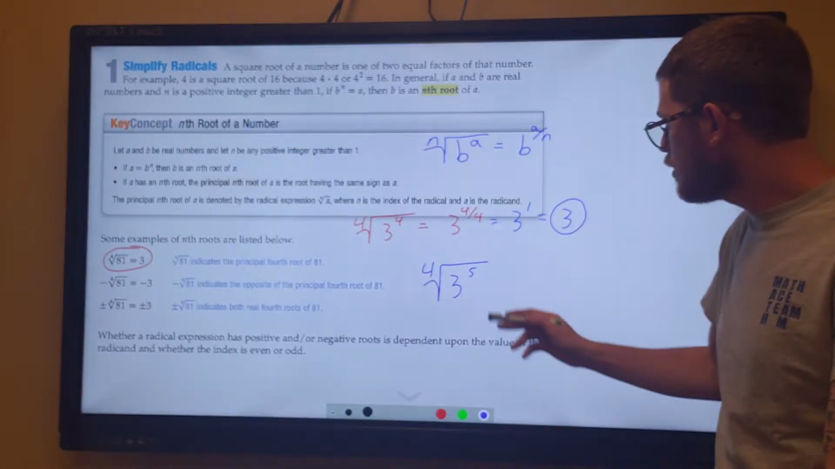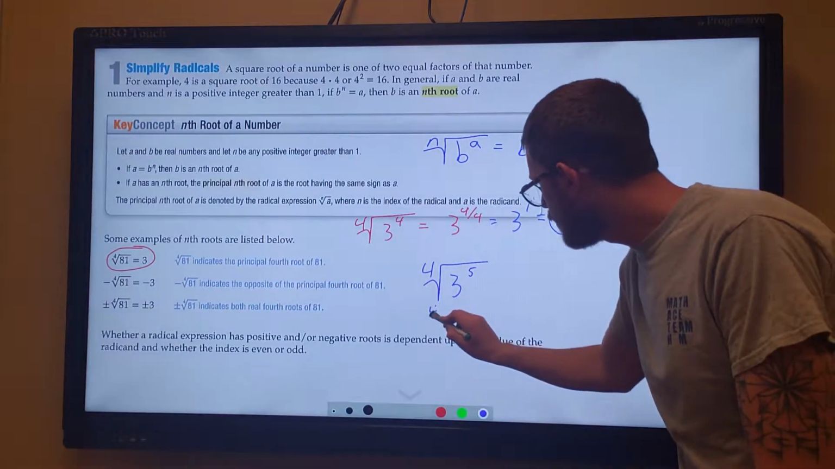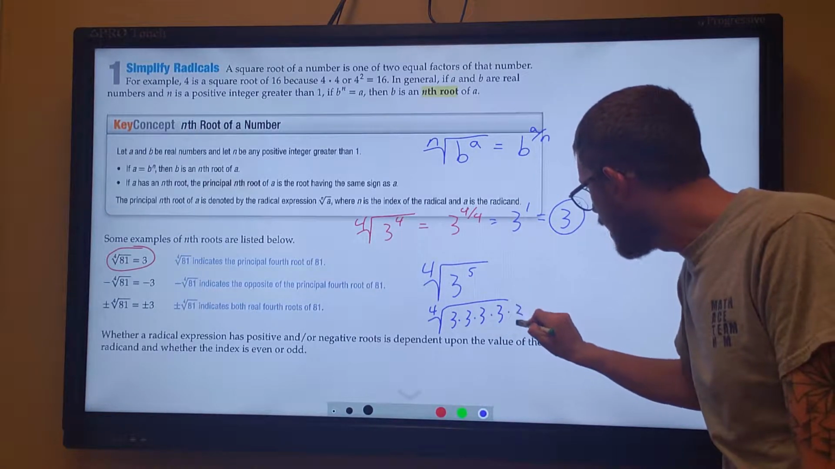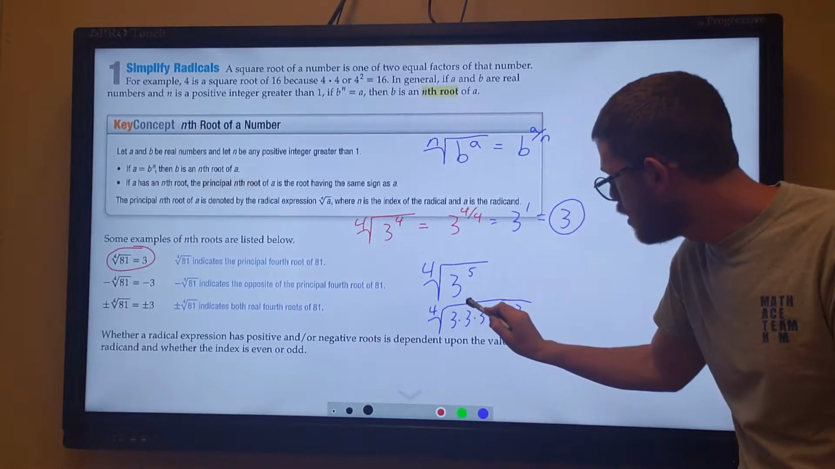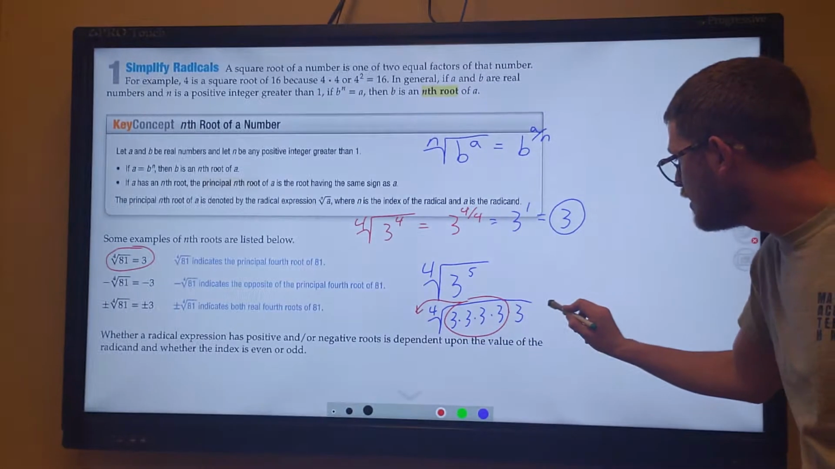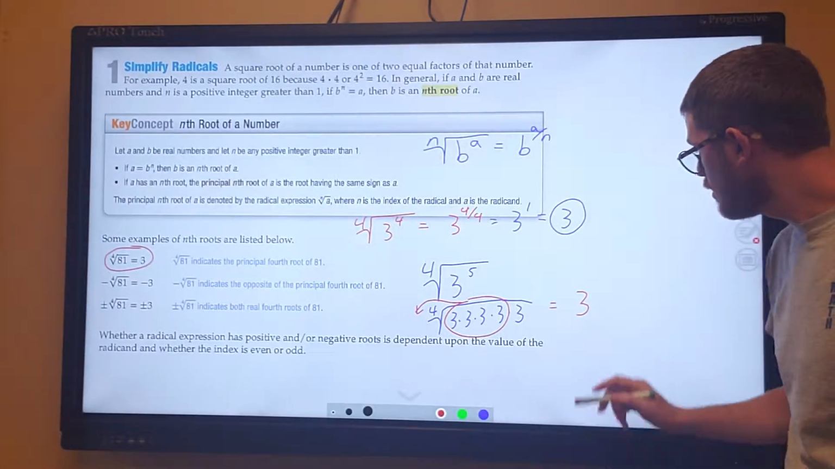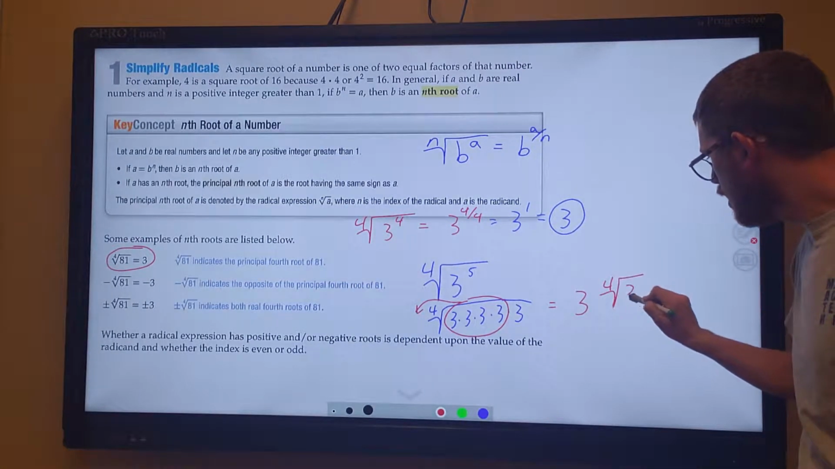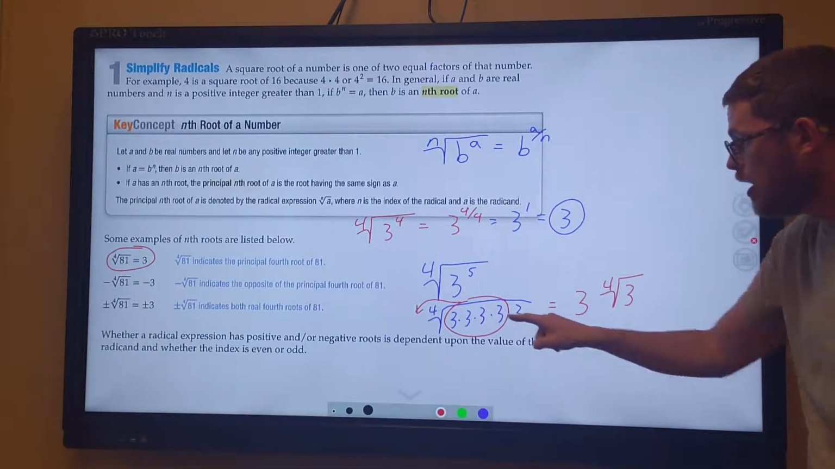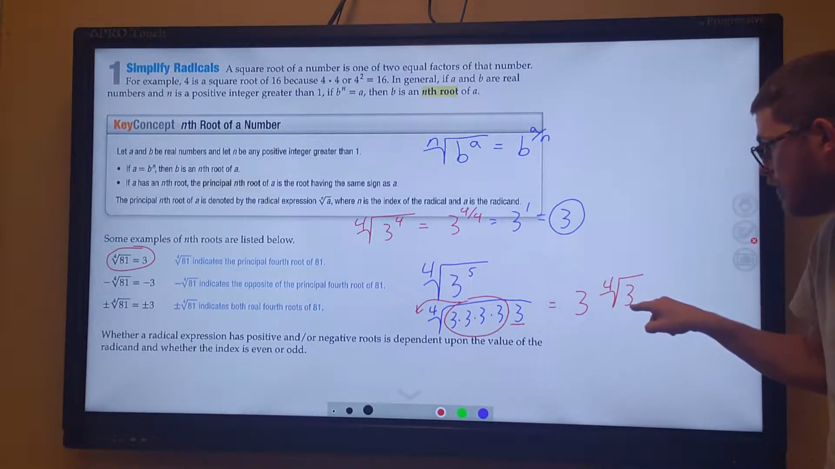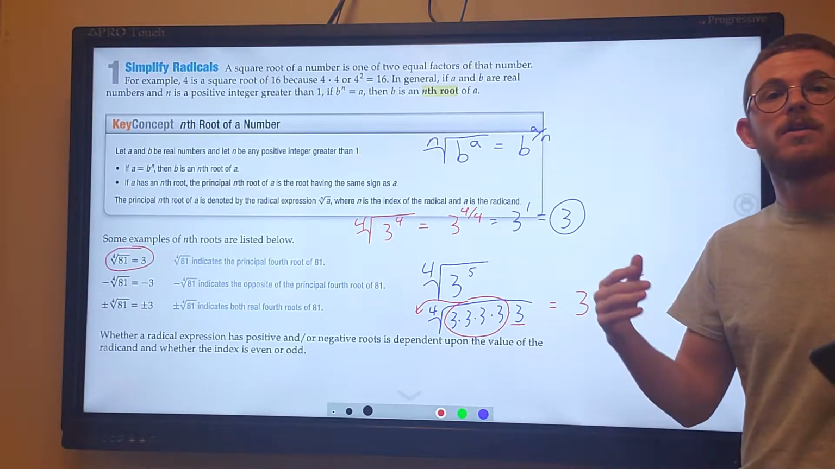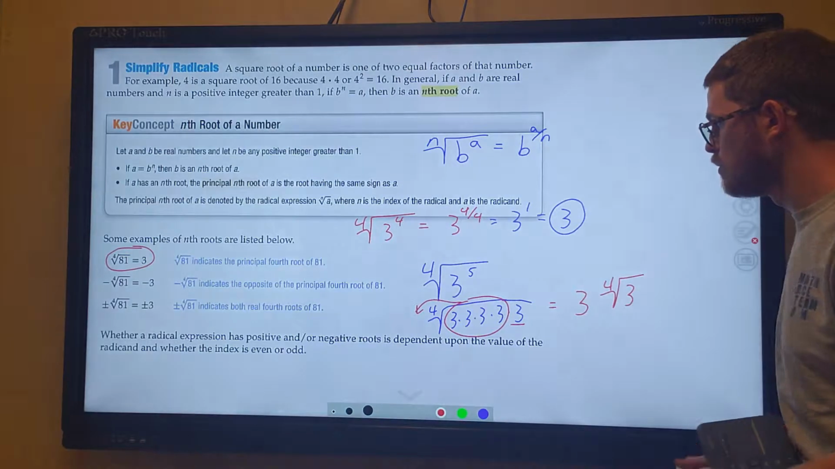Okay, well, we could write this out: 1, 2, 3, 4, 5 threes. We could look for a group of 4. We could bring it out to the front, and we can see that there is 1 3 out in front, and there's 1 3 left on the inside. Bring it out to the front. It's still a 4th root of 3 left on the inside. You could write that out. Sure, you could do that. But that's more work than what you really have to do.